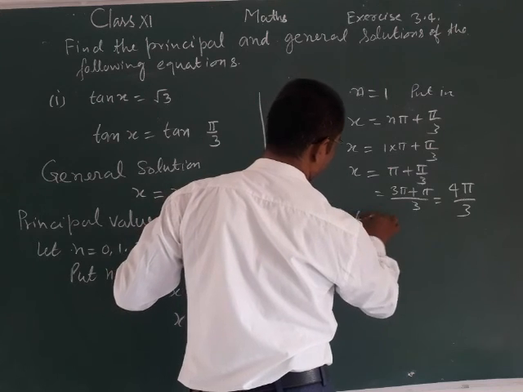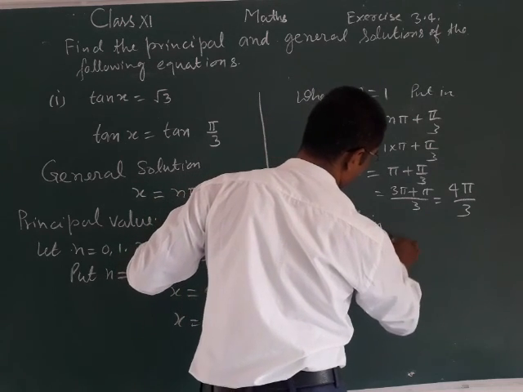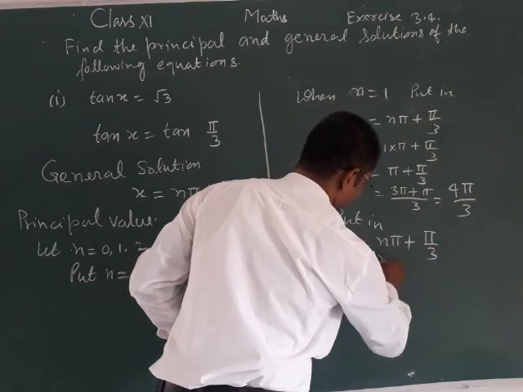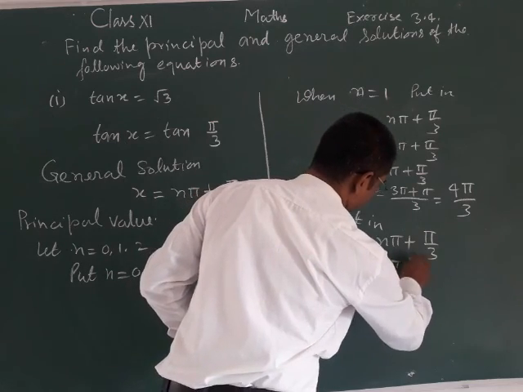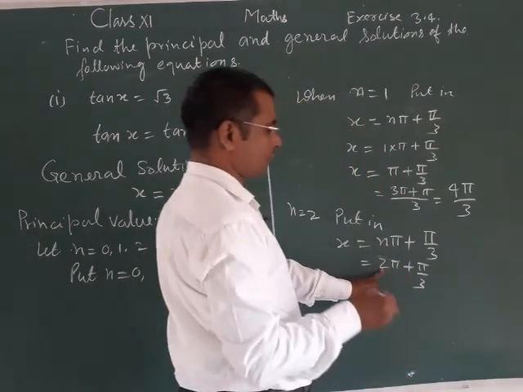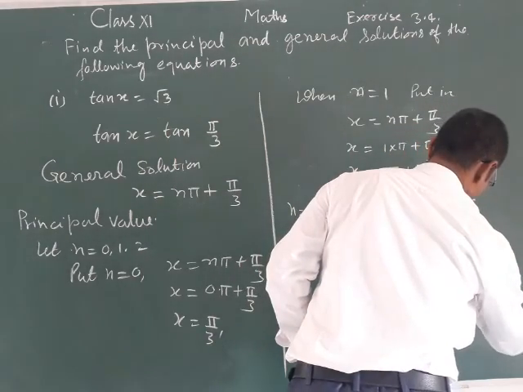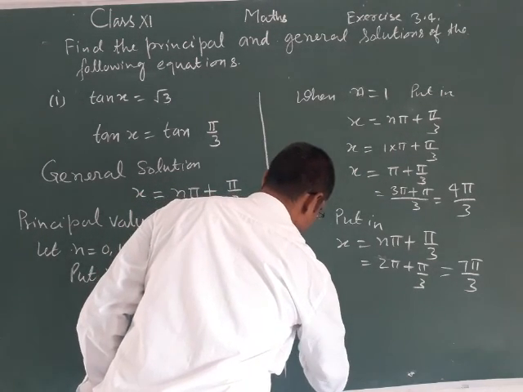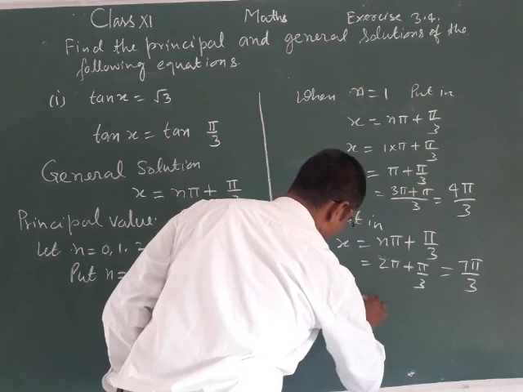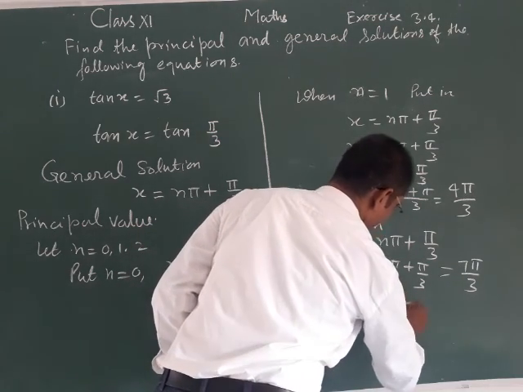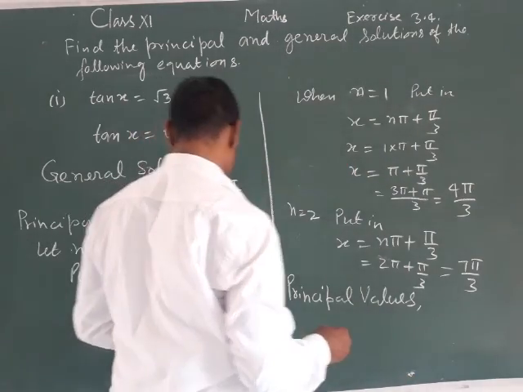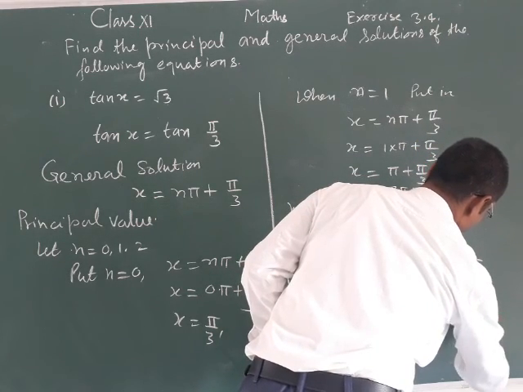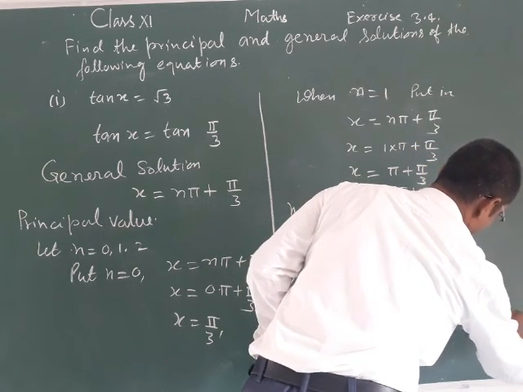put in the equation x is equal to n pi plus pi by 3, so 2 pi plus pi by 3, which is 7 pi by 3. So the principal values are pi by 3, 4 pi by 3 and 7 pi by 3.